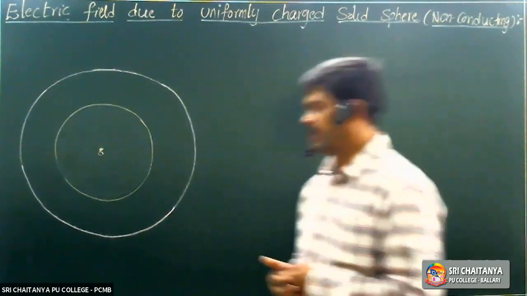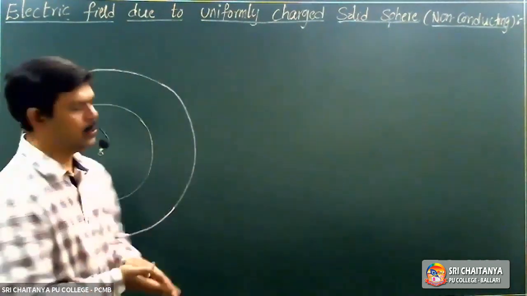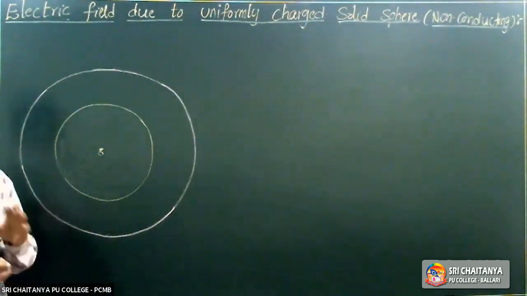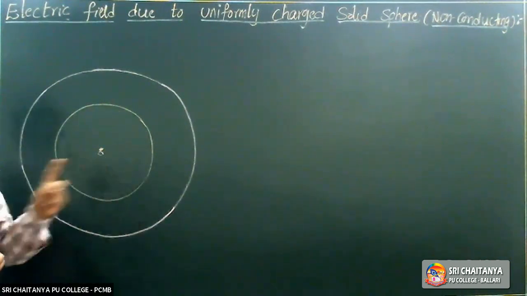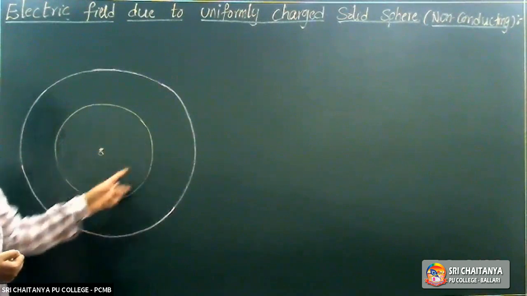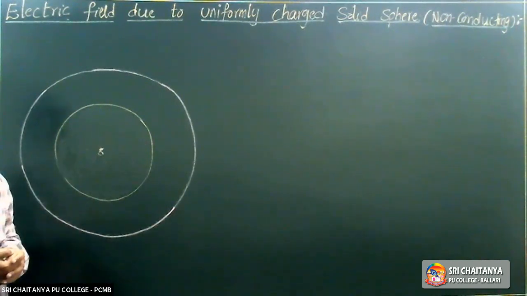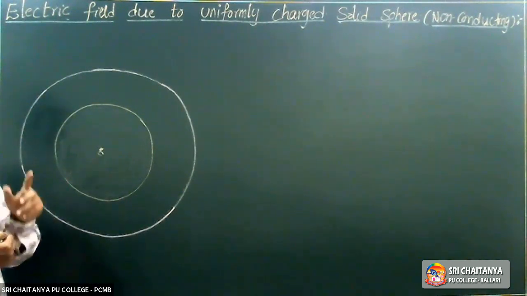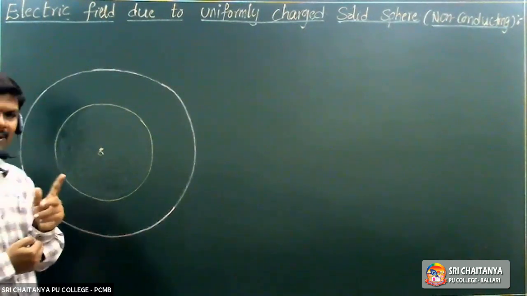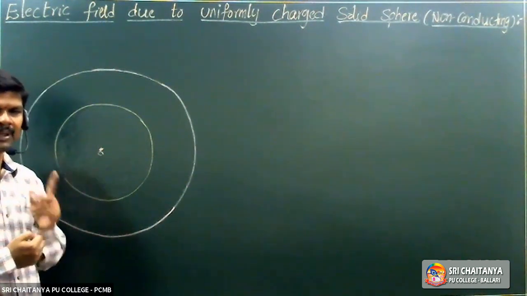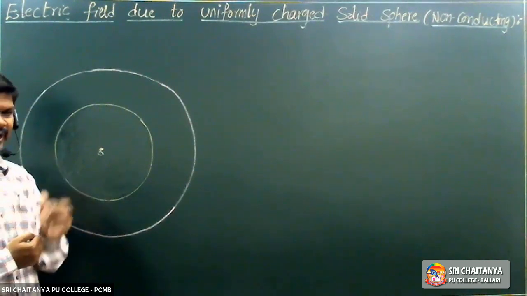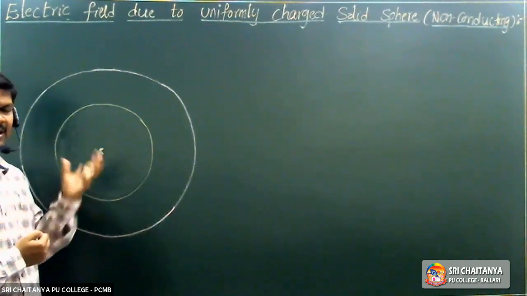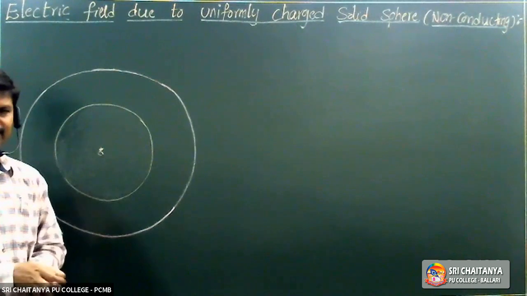Today's topic is electric field due to a uniformly charged solid sphere, which is non-conducting. Yesterday we discussed a hollow sphere, or shell, and the same is applicable to a conducting sphere. Now there is a small variation. It is a solid sphere, non-conducting, right? Then how to proceed?